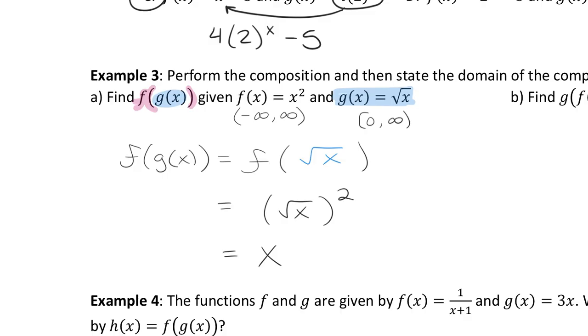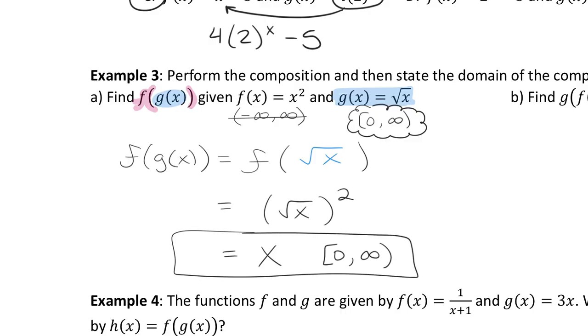However, the domain of the inside function is important. Our inside function was this g of x. And so I have to include that in my domain restriction, which means the domain of this final function is still only from 0 to infinity, even though it's a linear function that has no domain restriction, typically, because the function I plugged into it had a domain restriction.